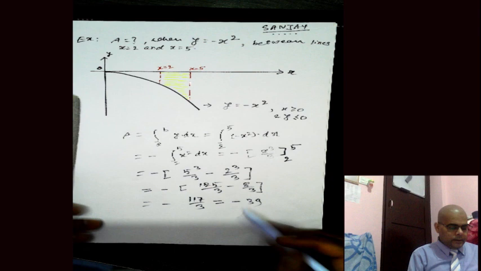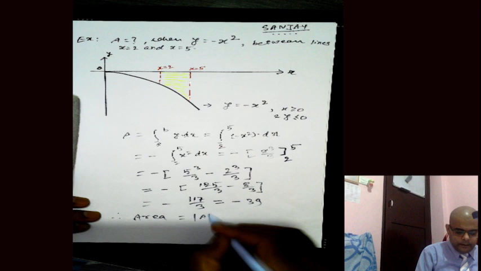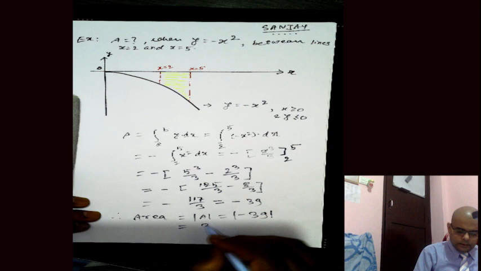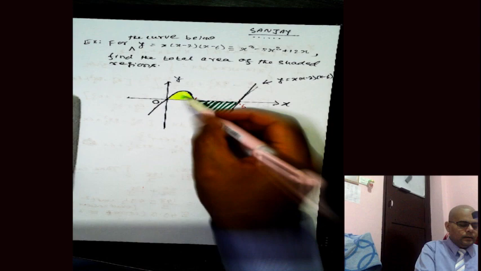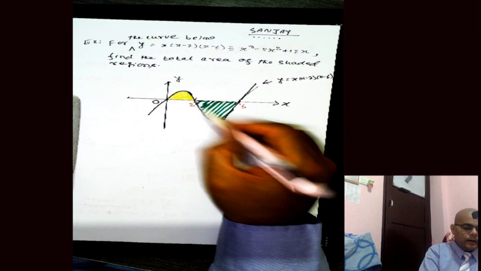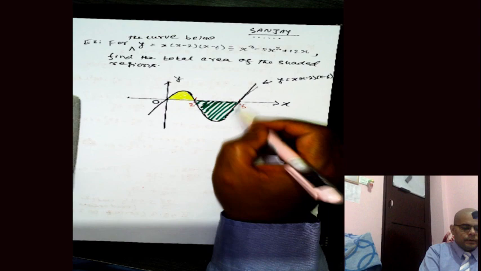So therefore, the area in this case is the absolute value of A, that is the absolute value of 39. So the area is, in fact, 39 square units. All right, so this sort of concept can be applied here. Above the x-axis, the area is positive, and towards the downward of the x-axis, mathematically in your calculation you'll get a negative value, but area cannot be negative, therefore you have to take the absolute value of this area.